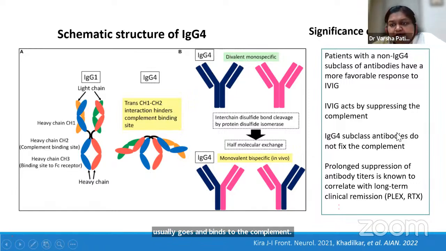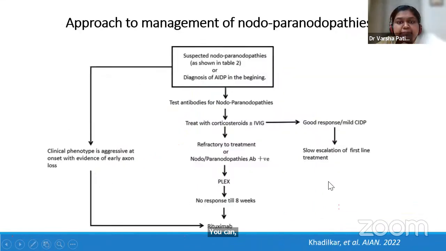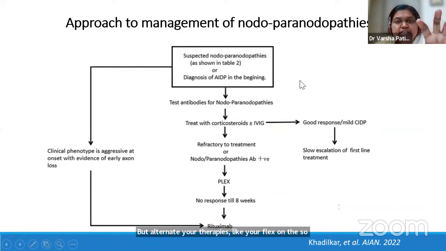Okay. So now the IgG4 antibodies, of course, do not fix the complement. This is the most important thing. Then how do you treat them? You can achieve a prolonged suppression if you don't give the IVIG, but alternative therapies like your plex or the rituximab. So this is an absolutely nice flowchart.